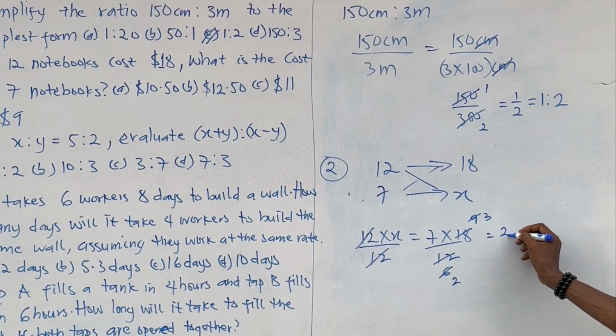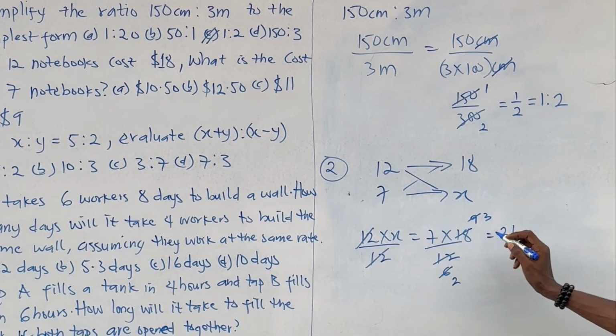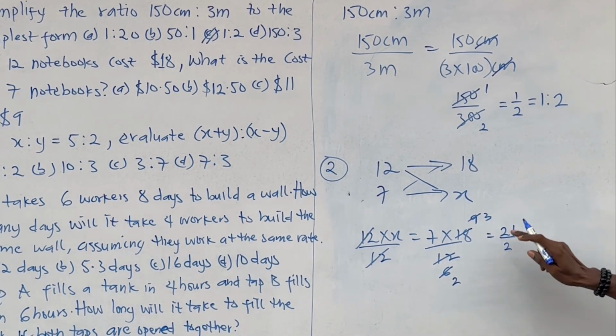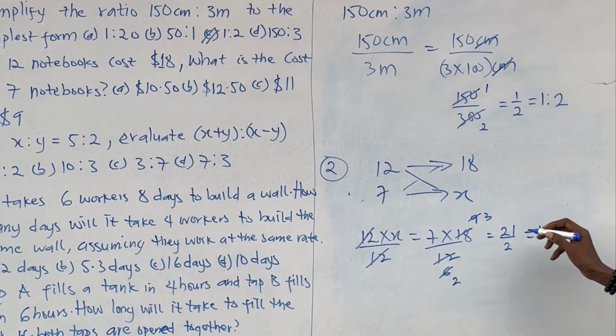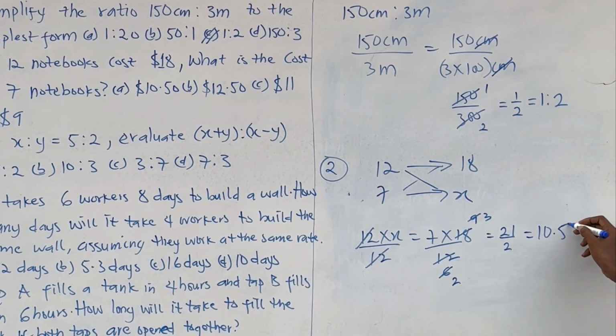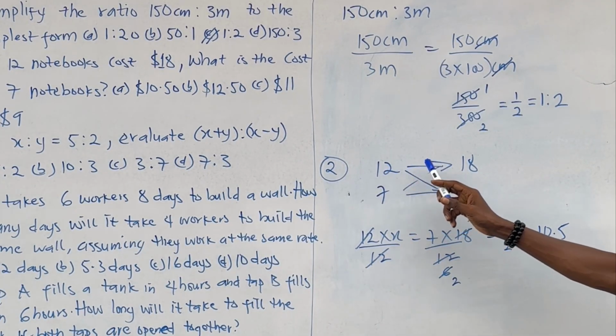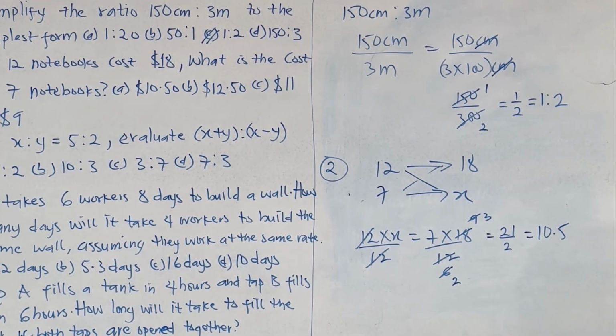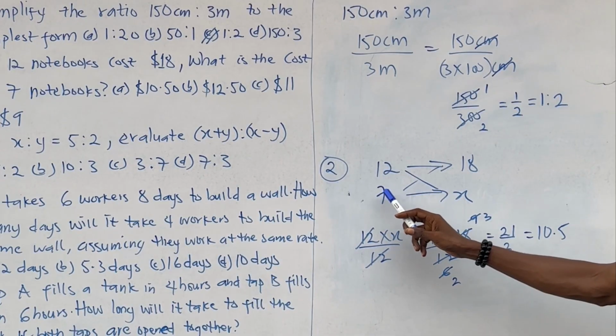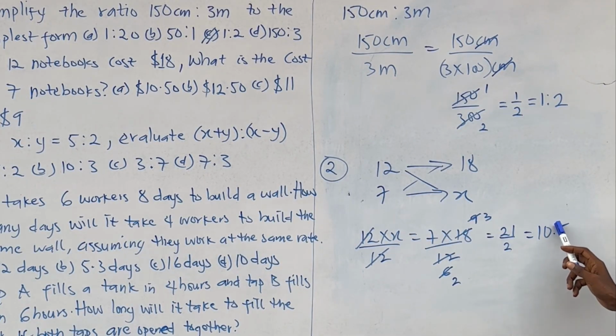So we have 21. 7 multiplied by 3 is 21 divided by 2. 21 divided by 2, that's 10 and a half, right? Or 10.5. Okay, so if 12 books cost $18, or notebooks rather, 7 notebooks will cost $10.5.